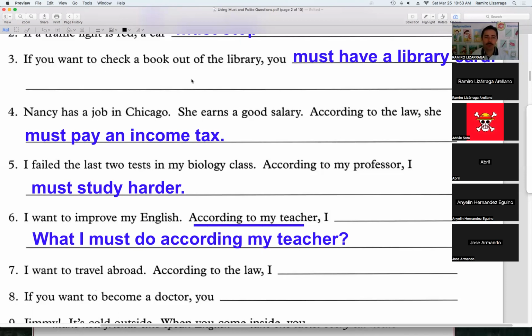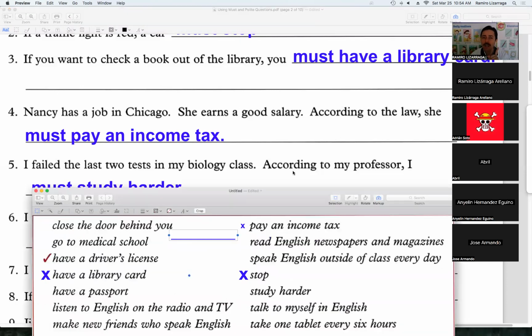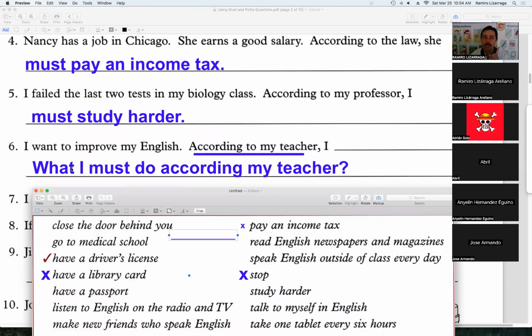Okie dokie. So I want to improve my English. According to my professor, I must what? What should I do? No, fíjense que usé el what should I do. Yo debo de usar what I must do. What I must do according to my teacher. Lo que pasa muchas veces es que podemos acostumbrarnos más a usar el should. What should I do? Pero en este caso, como hay una obligatoriedad, no debo de usar el should, sino el must. What I must do. Entonces, eso es lo que yo debo de hacer.